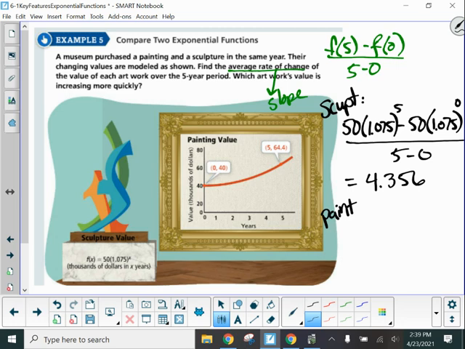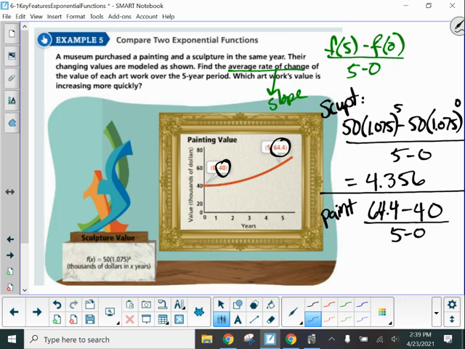My f of 5 is going to be 64.4. My f of 0 is 40. That's why they give you the ordered pairs there. And then that's divided by, again, 5 minus 0, which is just 5. So whenever I do that math, I'm going to get 4.88. So based on this, the painting is increasing. It has an average rate of change of 4.88. The sculpture only has an average rate of change of 4.356, which means that the painting is going to be increasing in value quicker than the sculpture.